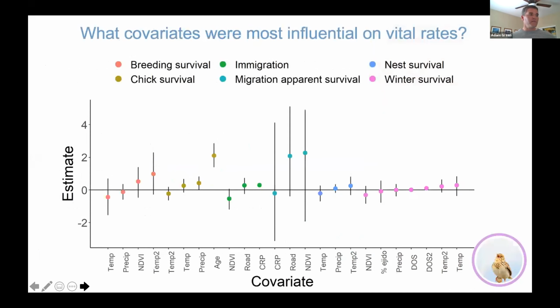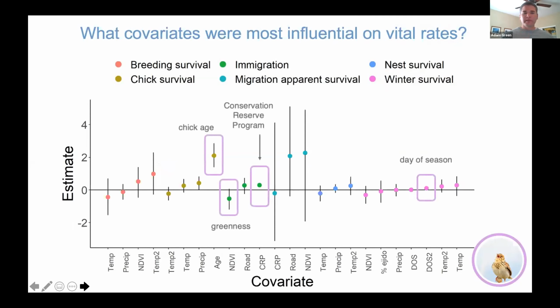Next. So just some basic results. This shows the covariate relationships with each of the demographic rates. The demographic rates are in each of the colors. You can see on the top, the effect sizes on the left, and these are all on the y-axis, and these are all standardized with a mean of 0, so they're comparable. And then each covariate on the x-axis, so temperature, precipitation, quadratic effects of temperature, and so on. And you hit the next slide, Mo.